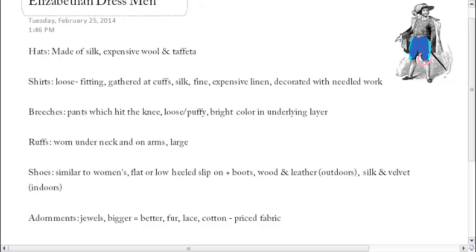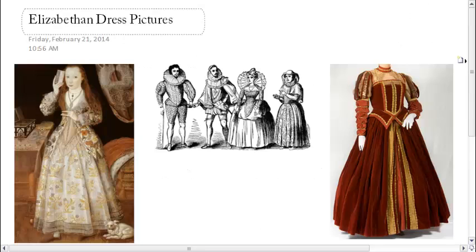Second of all, we have one fact which is very interesting, and this is the adornments of a man, and it's the jewels. The bigger the better, fur, lace, cotton, all expensive of course. Here are just some examples of Elizabethan dress. A woman in Elizabethan dress, some women and men, and a woman's typical Elizabethan dress.